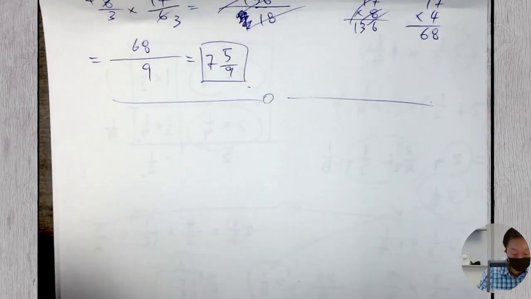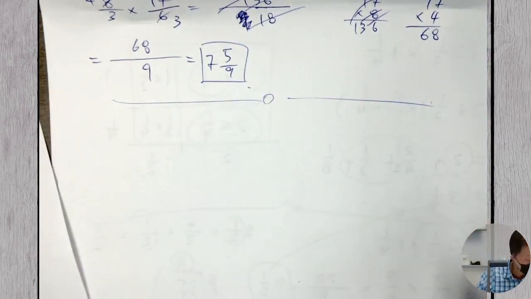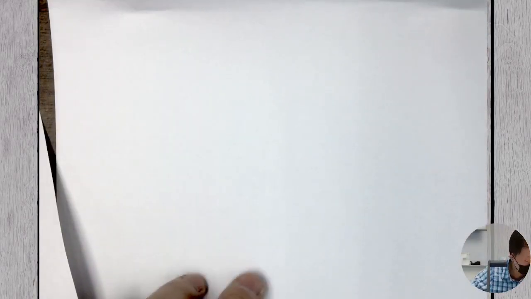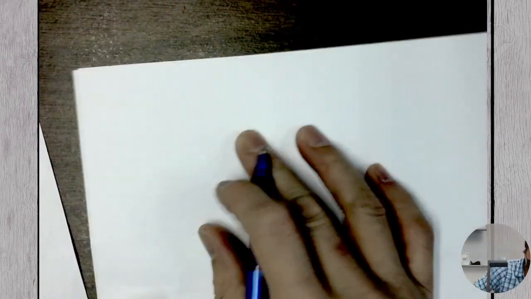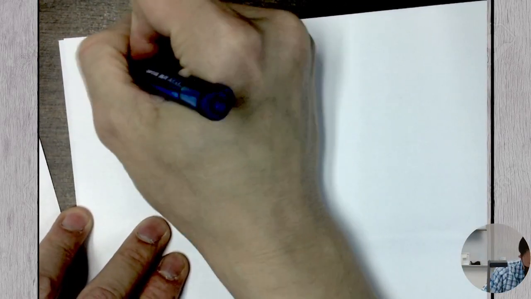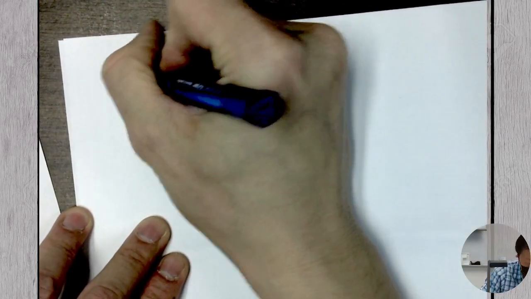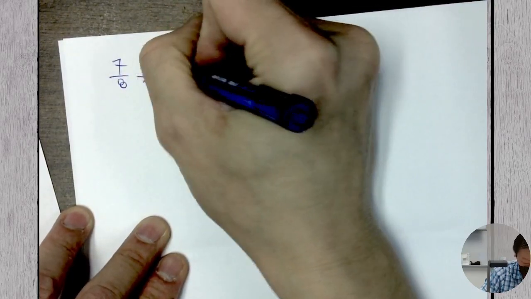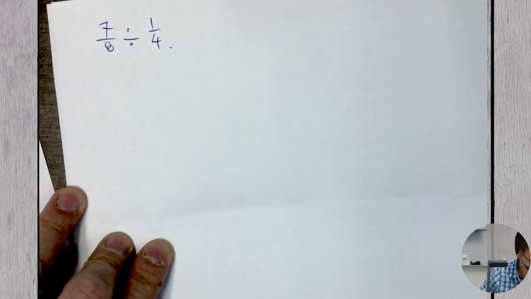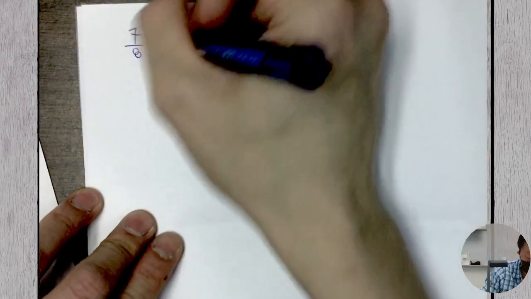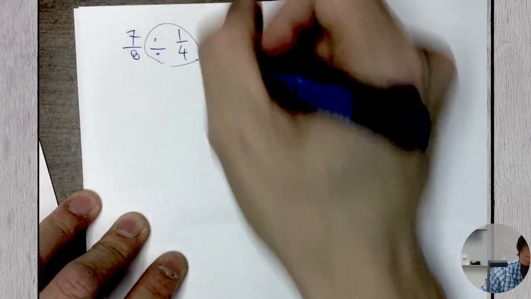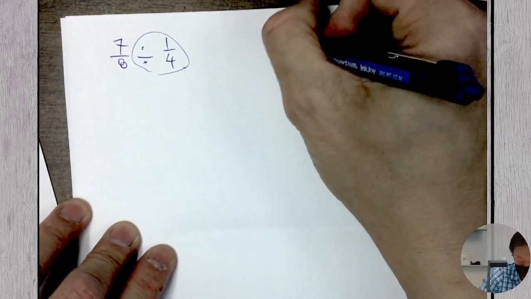Okay, for divide. If I'm doing the same question but I will be dividing instead, what would I do? If I give you 7 over 8 divided by 1 over 4, we have to multiply by the reciprocal.